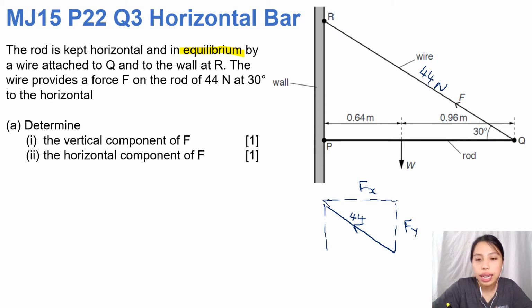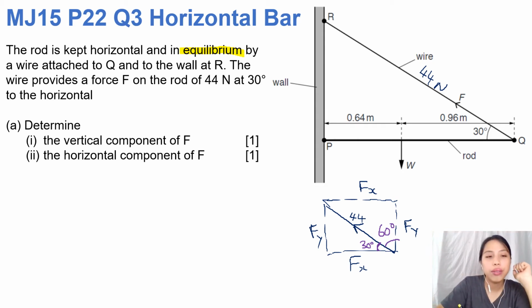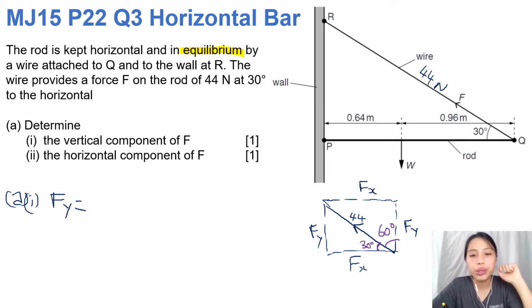You can also draw the other side, same thing, but you will use a different angle. Because if you use the bottom side, that's 30 degrees. If you use the top side, you have to think of 60 degrees. Choose whichever one you want, 60 or 30, and solve. So A1, vertical component, Fy. I'm going to use 30, feel free to use the other one.